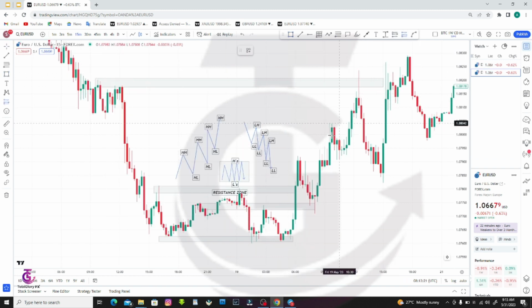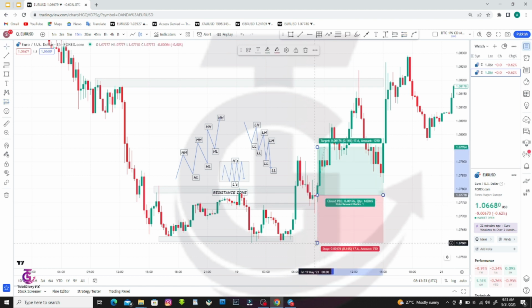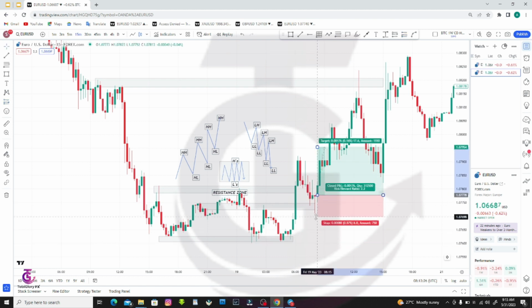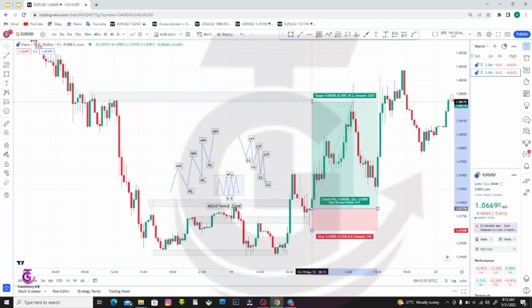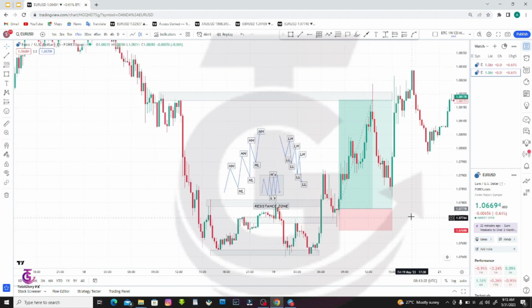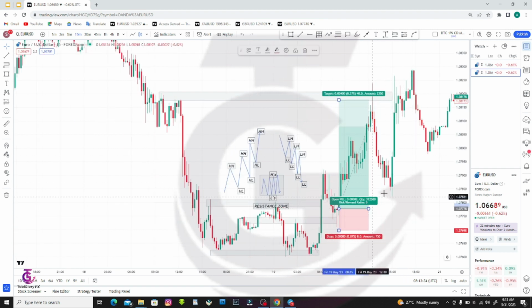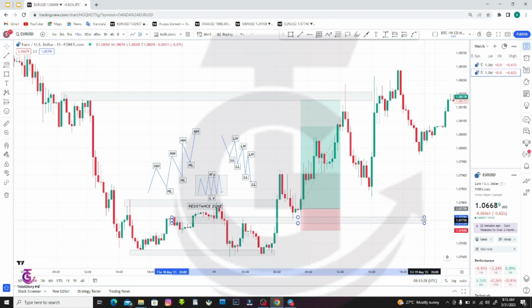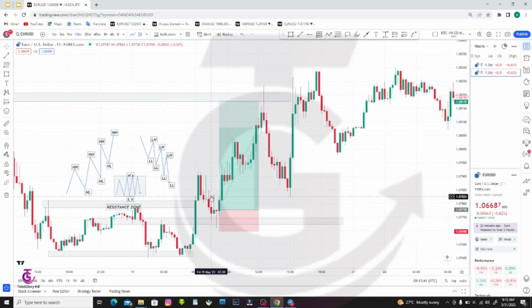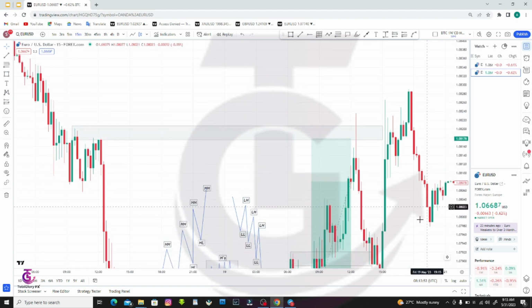Now you can buy after you get your confirmation. Then your stop loss should be at the back of your confirmation. Then you target the next resistance zone. Now this has turned to a support. This resistance has turned to a support, and this resistance also, we need to mark it. If price passes above it, it has turned to what? It will turn to support.